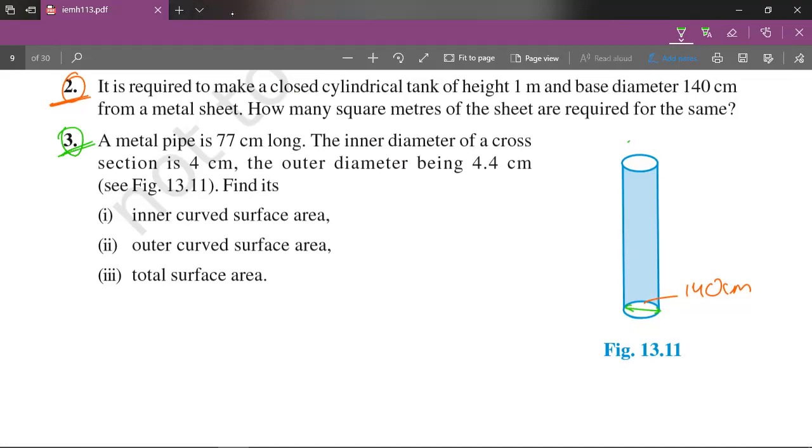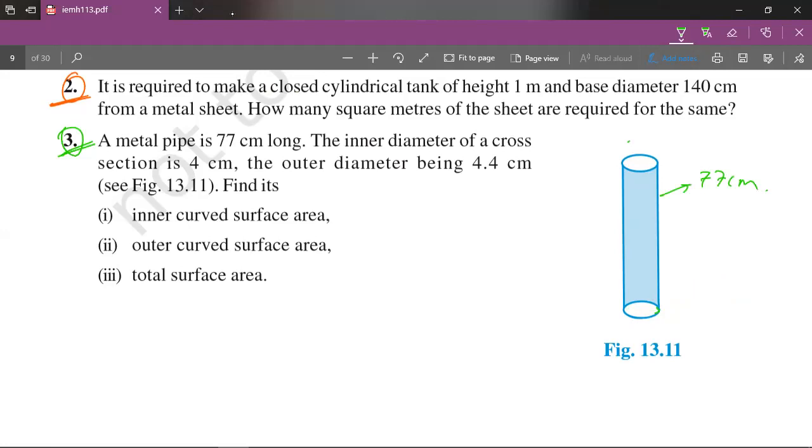Now, a metal pipe is 77 centimeters long. Okay, so a metal pipe is 77 centimeters long. So this is the height, and long also means height in a way. So this is 77 centimeters. The inner diameter of a cross section is 4 centimeters. So the cylinder has an inner diameter as well as an outer diameter.